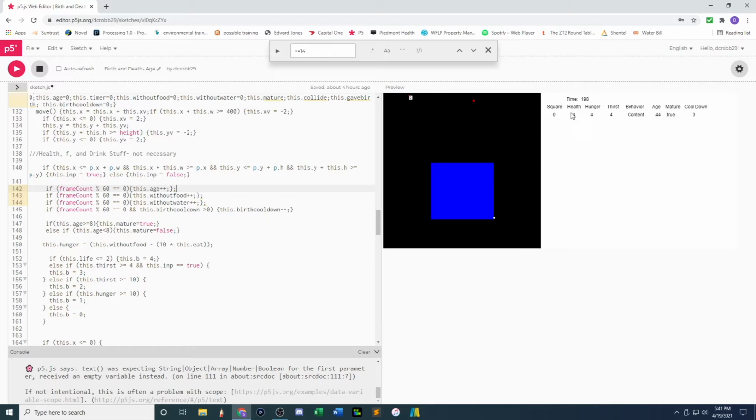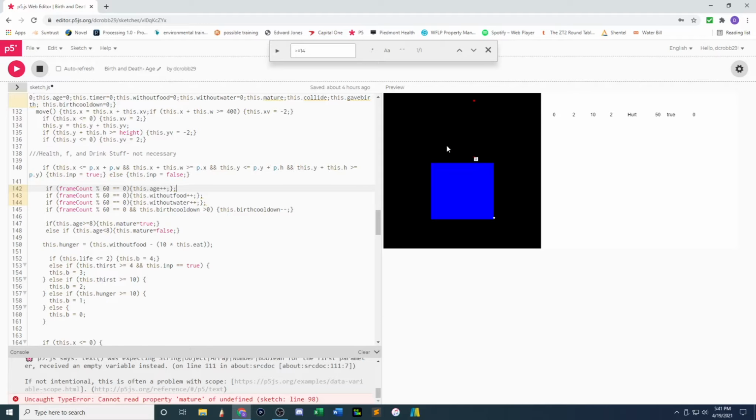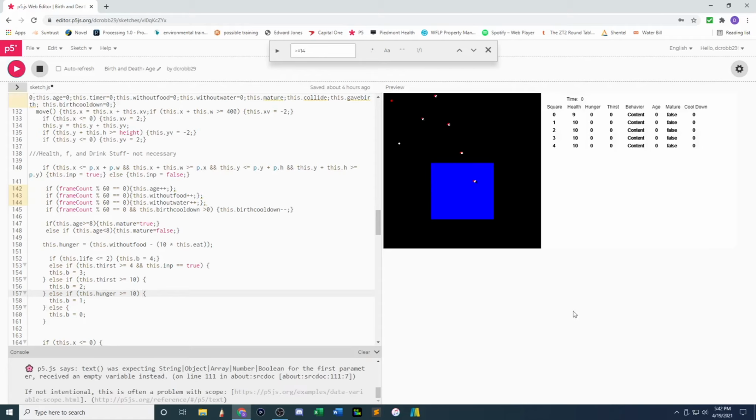So I realized that I got to a point where they weren't dying, so I needed to kill them off by... Oh yeah, it freezes. It cannot read property mature of undefined because there's no additional squares. Okay, let's do that. They're gonna be mature at 8. Hopefully that gives them a bit more time.